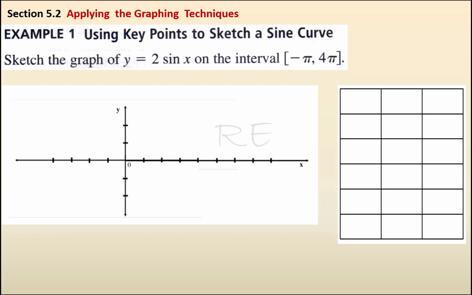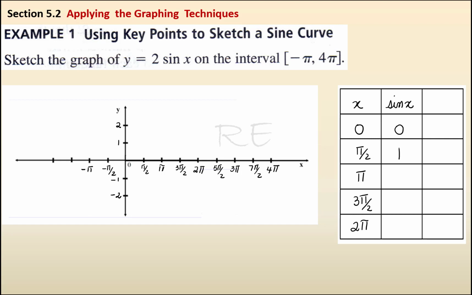Sketch the graph of y equals 2 sine x in the interval negative pi to 4 pi. We're going to label the key points on the x-axis: pi, 2 pi, 3 pi, 4 pi, and the points in between. Now we know that the key points are going to be 0, pi over 2, pi, 3 pi over 2, and 2 pi.